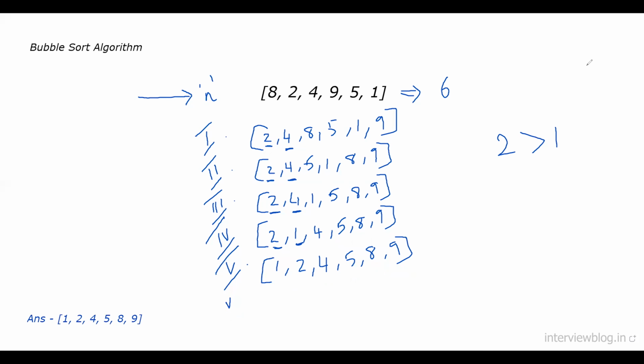So in the sixth traversal, we can find that the given input array is now sorted and hence our function should return this sorted array as our output. So hope you understood the solution. Let us now analyze the time and space complexity of our solution.